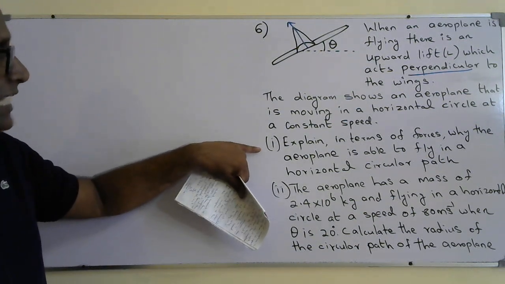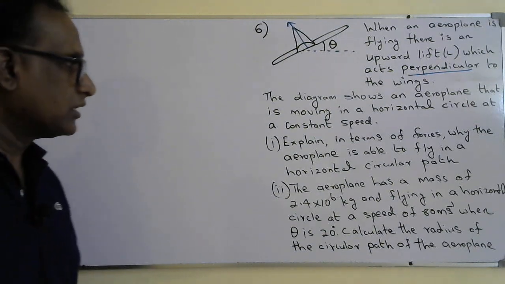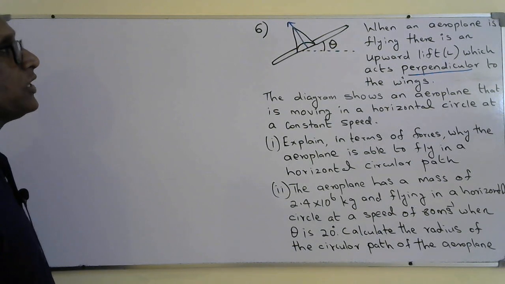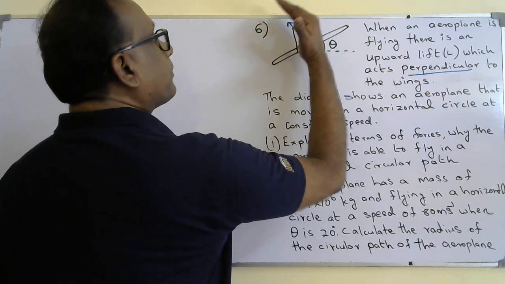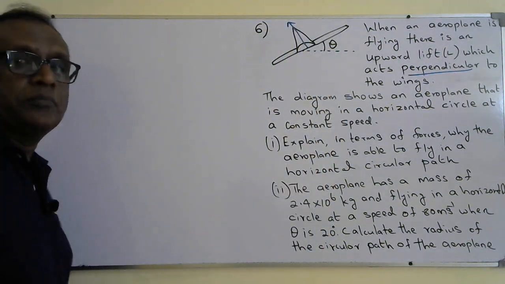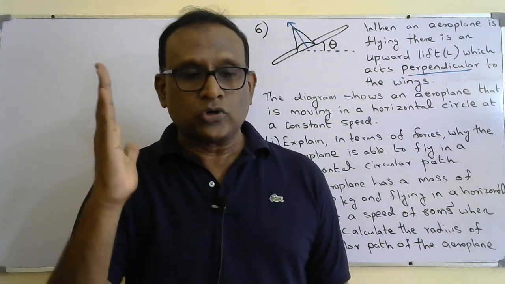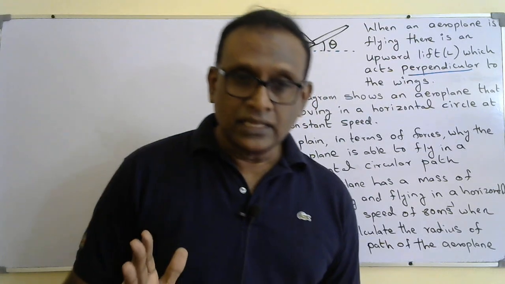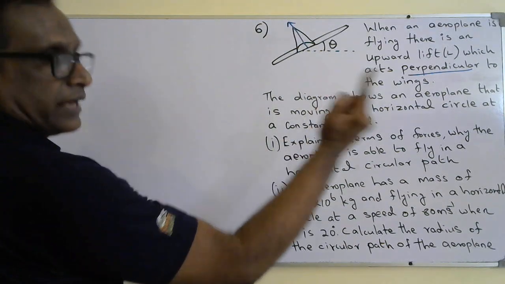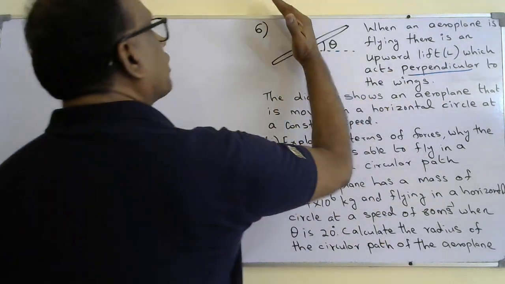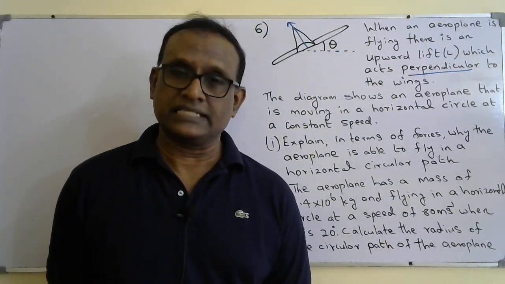First part, they ask: explain in terms of forces why the aeroplane is able to fly in a horizontal circle. So we know that when it is moving on a circular path, the vertical component of the lift will balance the weight. The horizontal component of the lift will provide the required centripetal force for the circular motion, since it is going to move on a horizontal circle.